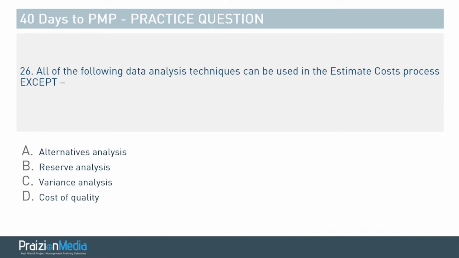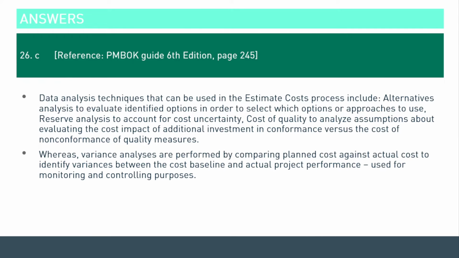Couple more questions. All of the following data analysis techniques can be used in the estimate cost process except what? All right. Hit the pause button for more time. I will reveal the answer very shortly. 3, 2, and 1. The answer is variance analyses. Variance analysis is talked about in the PMP guide, and it's used in the monitoring and controlling aspect. That's where we do our variance analysis. Variance analysis looks at the difference between the planned and the actual. All right, so that's the best answer.